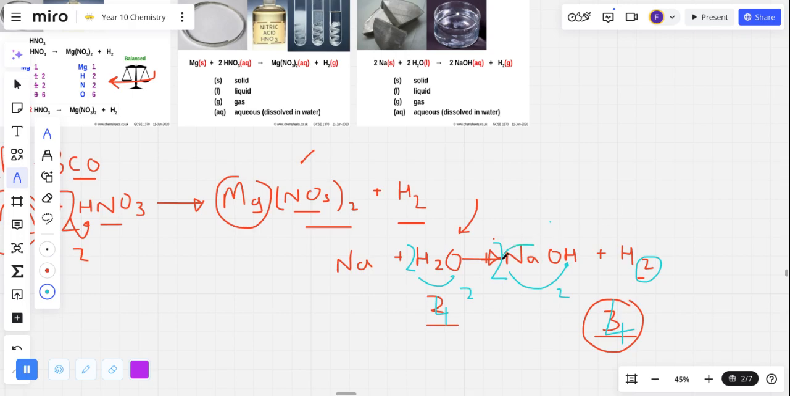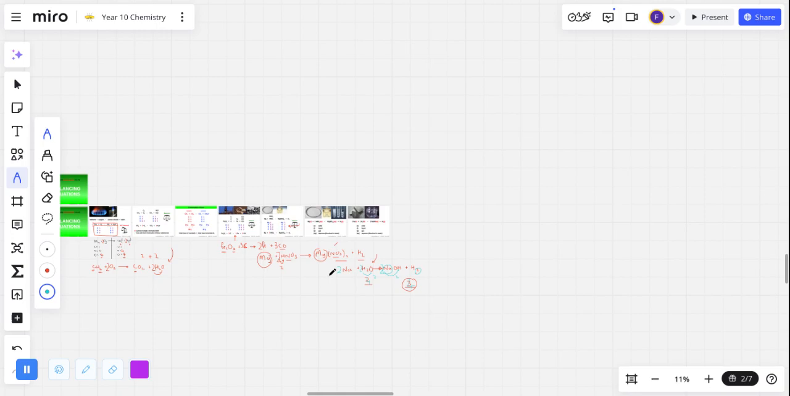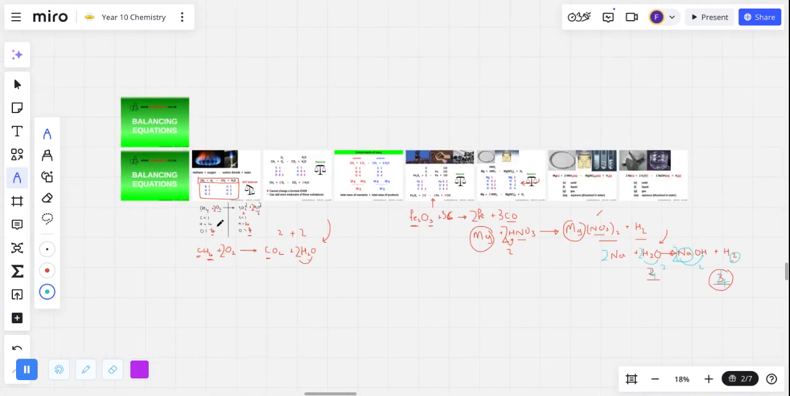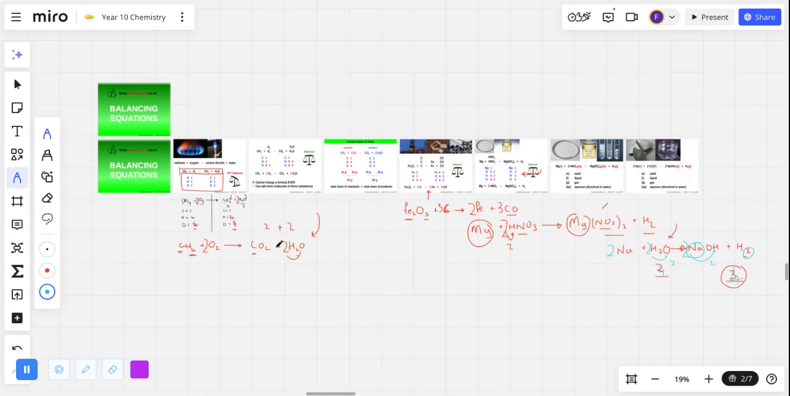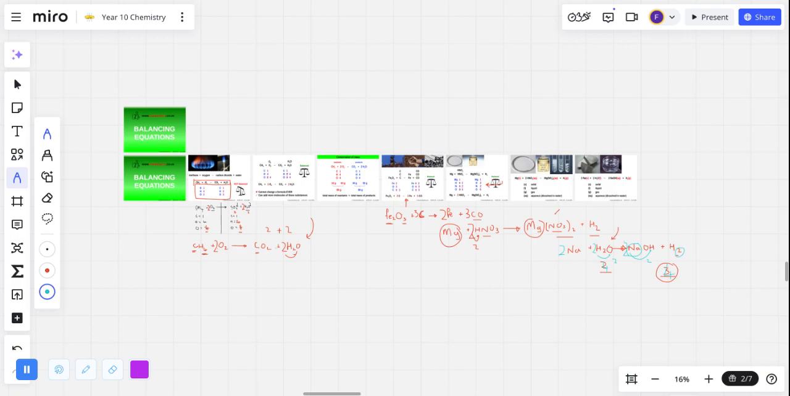Oh, no. I've got 2 Nas here. 2 times Na, 2 Nas. Oh, look, I just put 2 there. All right, that's how I like to balance equations, and they're fun. It's like problem solving. It's like Sudoku.